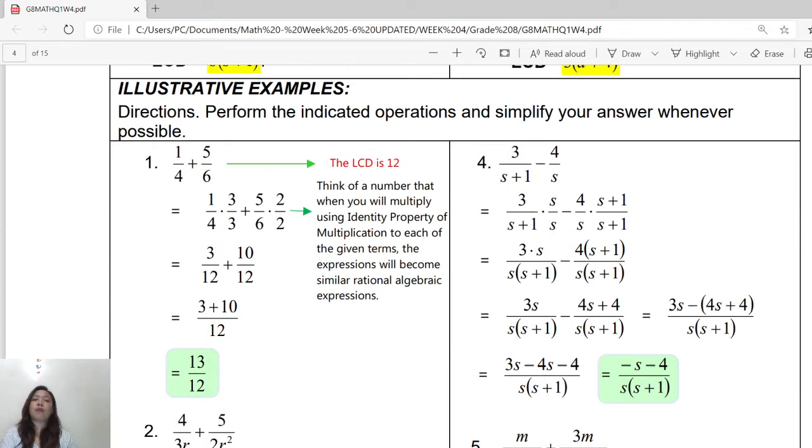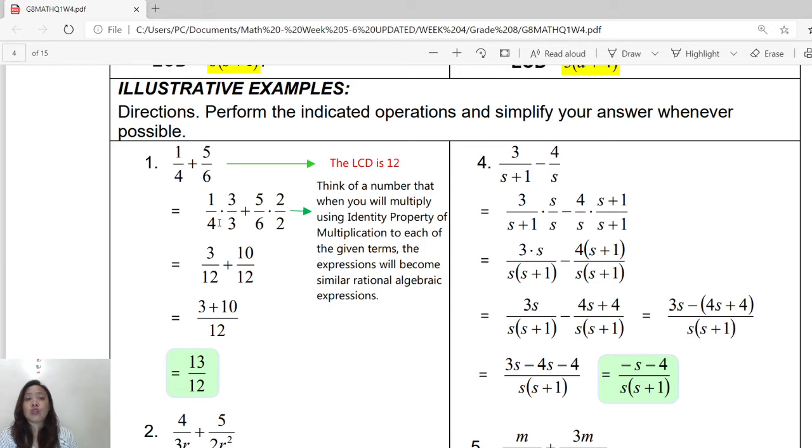Okay, here are some illustrative examples. Perform the indicated operations and simplify your answer whenever possible. So here, since the LCD is 12, from the example earlier, your LCD is 12.